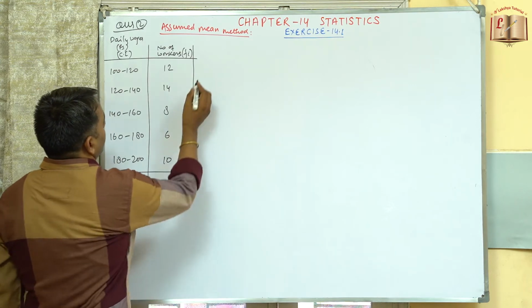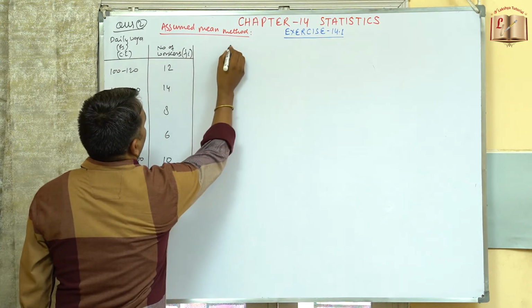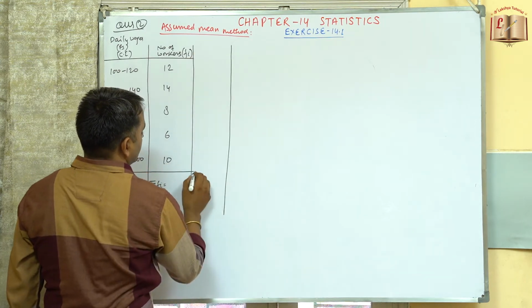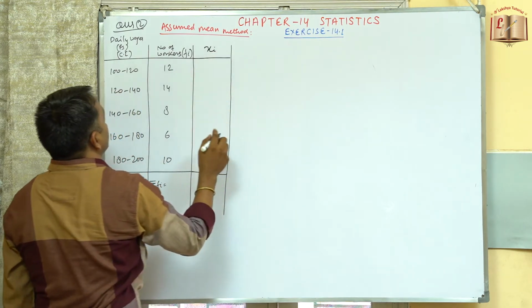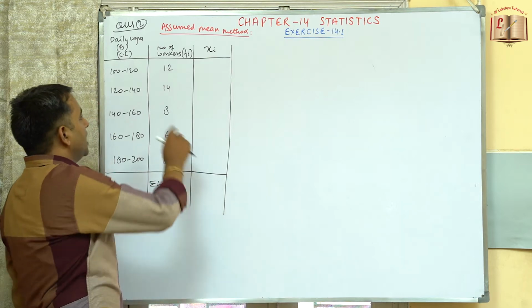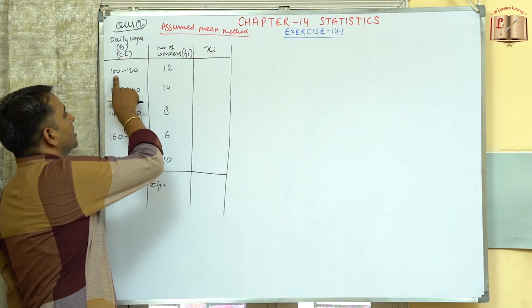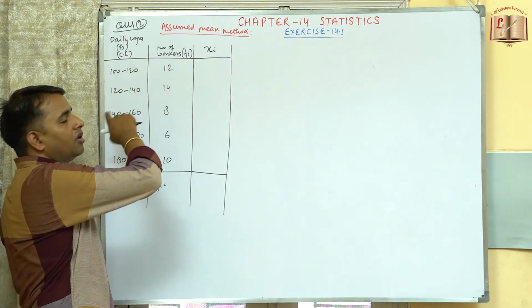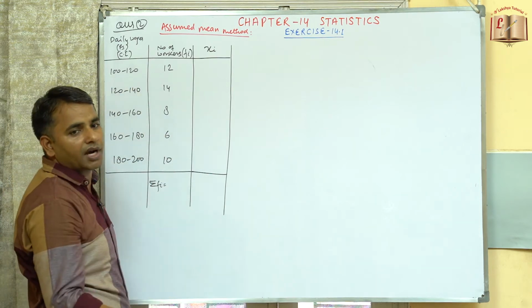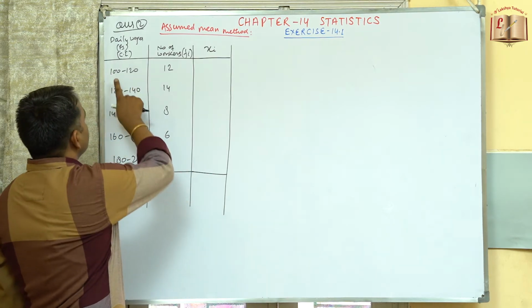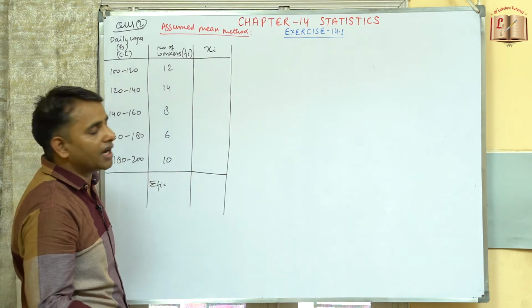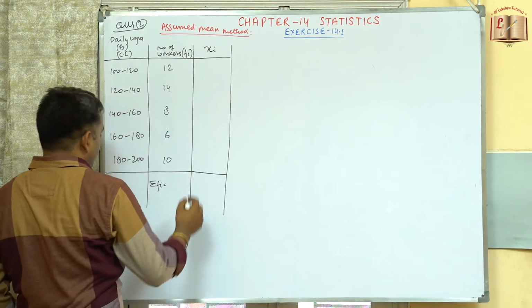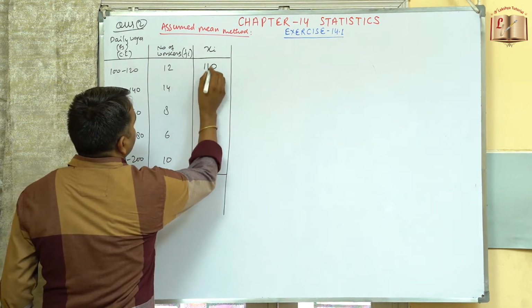So again we will find out the value of xi over here. Xi as discussed in the first question, xi will be the average of these two intervals, upper limit plus lower limit by 2 or lower limit plus upper limit by 2. So for this will be 100 plus 120, so this will be 220 by 2. So for this it will be 110.